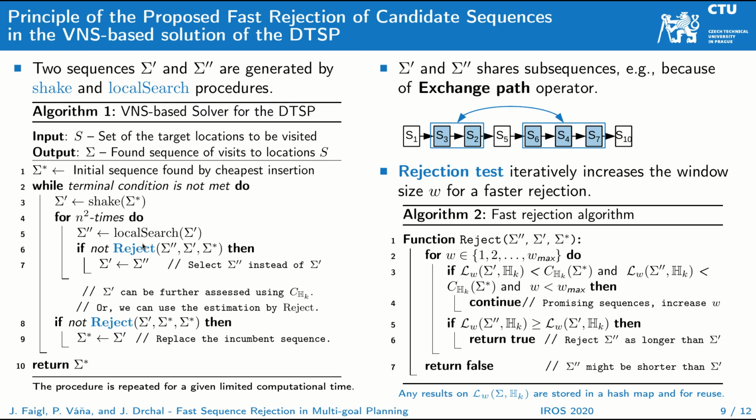After n square calls of the local search, we need to decide if the current candidate sigma prime is better than the current best solution. We can use the true cost, or we can use the rejection schema to estimate the sequence quality, which is utilized in the reported results. The important part of the fast rejection is that for any of these lower bound estimates, we check the hash map for reuse or store the new results.